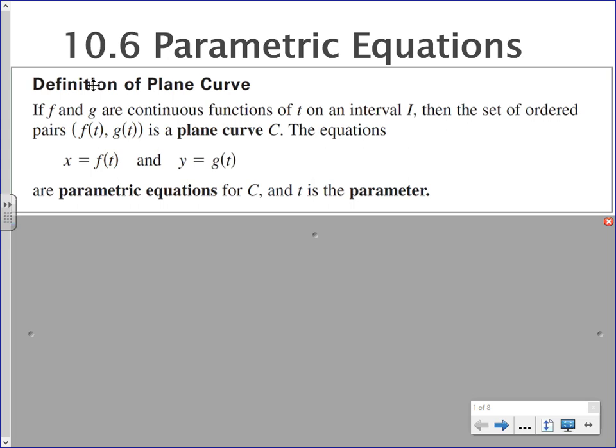Okay, so go ahead and write down what you need to as far as that definition is concerned, and then I'll go through what they look like on a graph and an example so you can wrap your head around the idea of two equations to describe one picture.